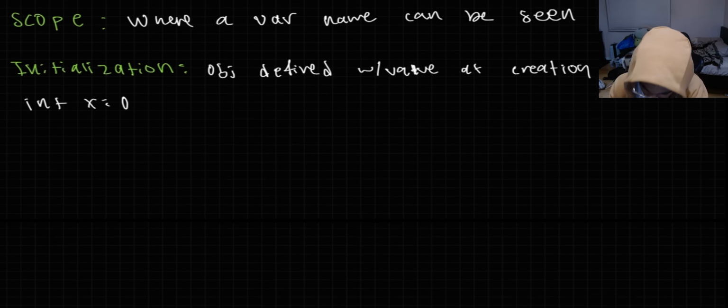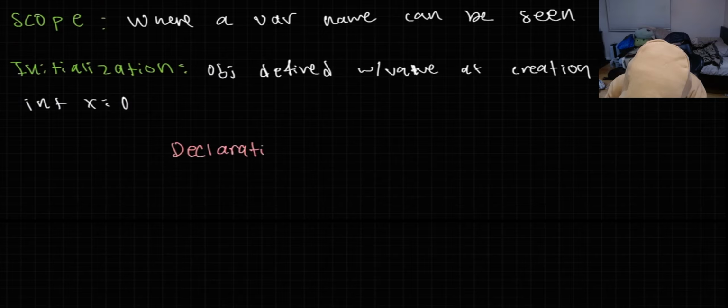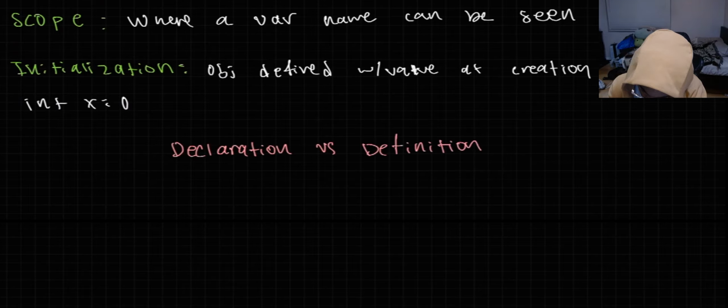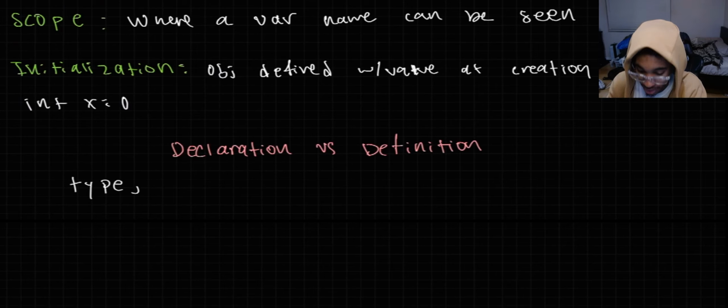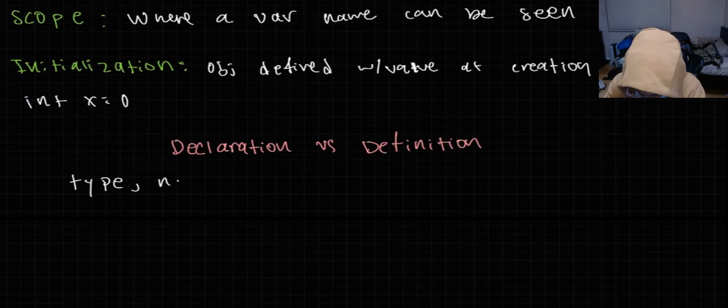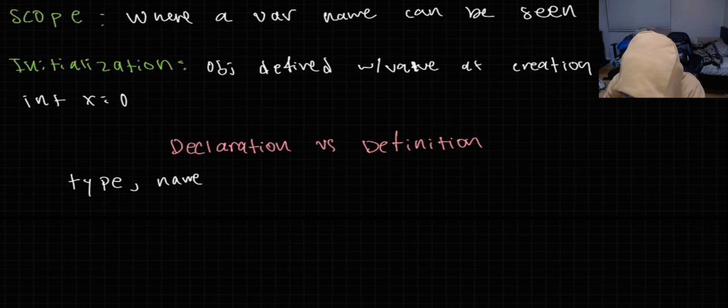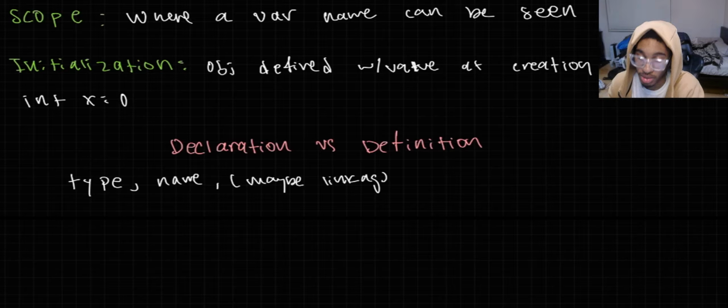Now let's discuss declaration versus definition. So the declaration consists of the type, it has the name, and maybe linkage. And that would look like using extern, but that's for another video.